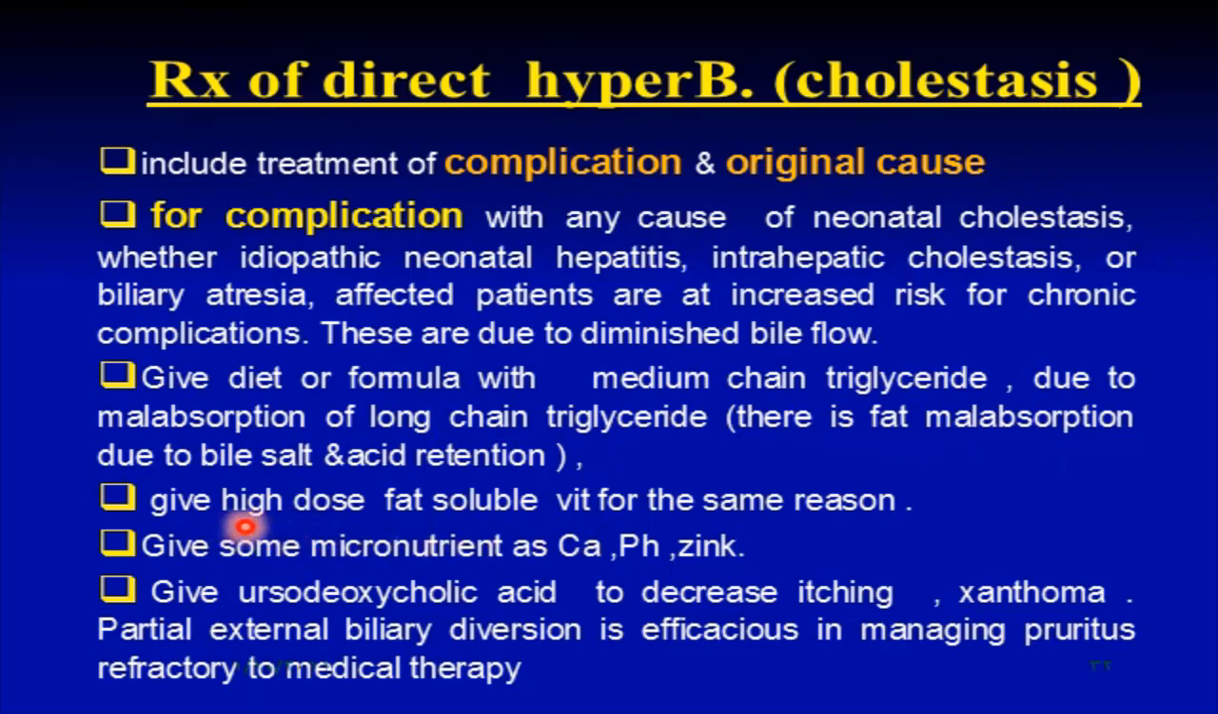A high dose of fat soluble vitamins. Also, we have to give some micronutrients, especially zinc and calcium. Also, we have to give ursodeoxycholic acid to decrease itching and xanthoma. Also, sometimes if there is severe itching, we may need partial external biliary diversion, in some cases that are refractory to medical treatment.